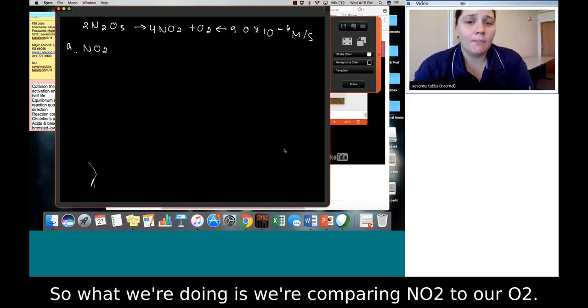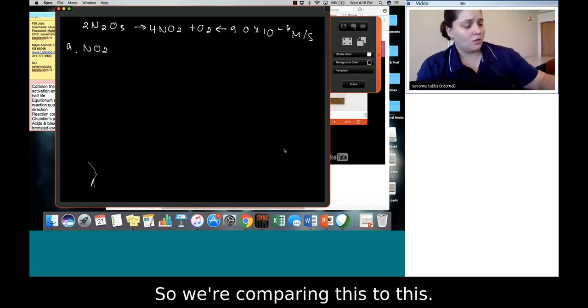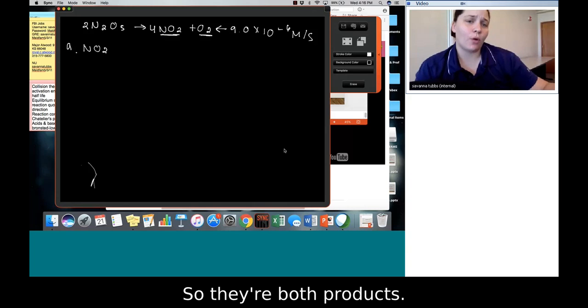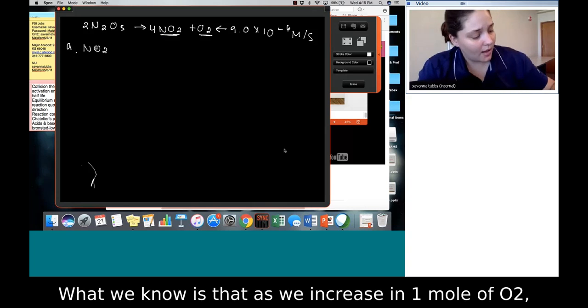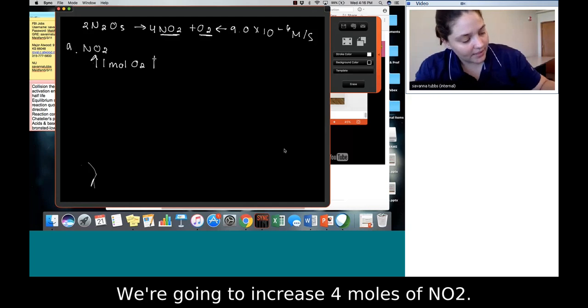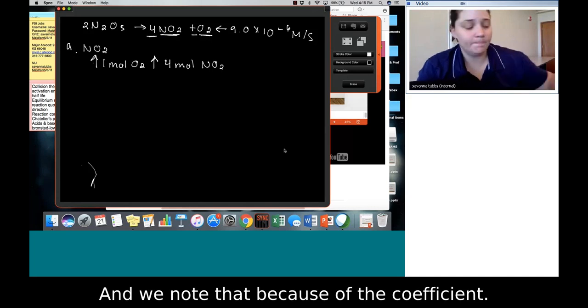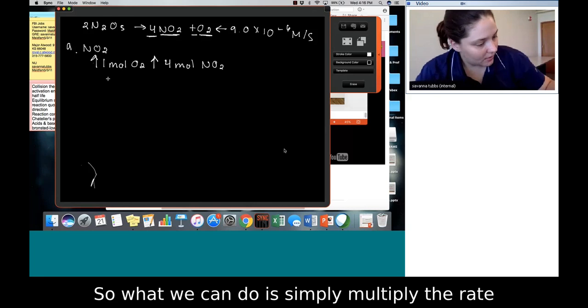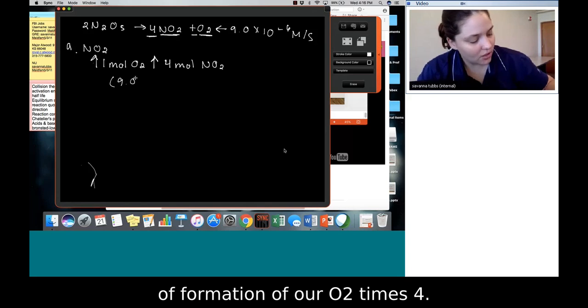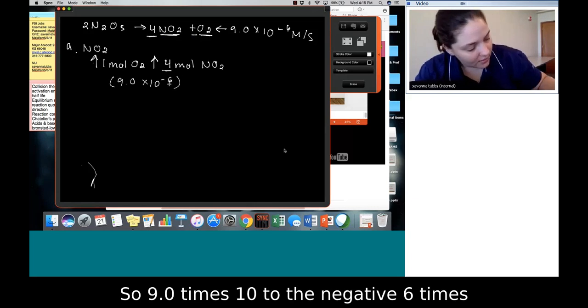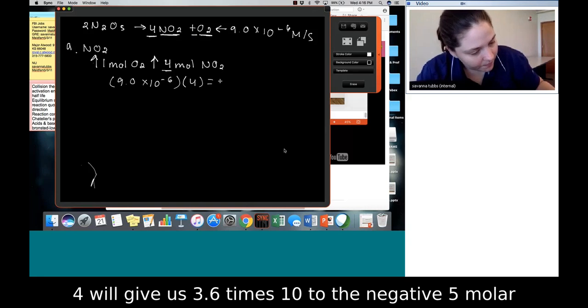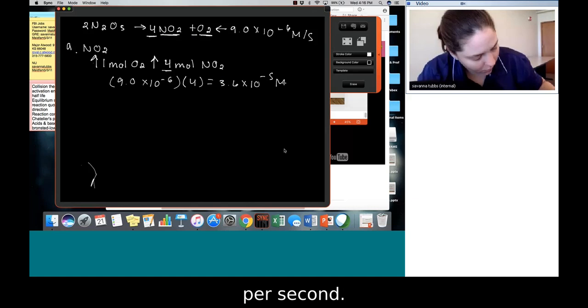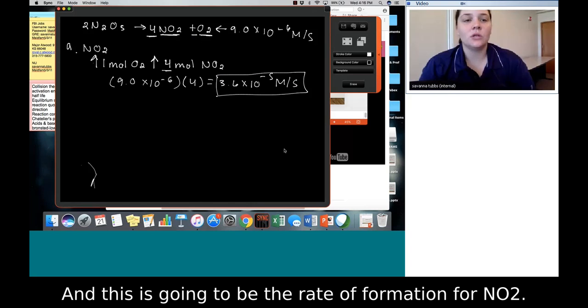So what we're doing is we're comparing NO2 to our O2. So we're comparing this to this. They're both products. What we know is that as we increase in 1 mole of O2, we're going to increase 4 moles of NO2, and we know that because of the coefficients. So what we can do is simply multiply the rate of formation of our O2 times 4. So 9.0 times 10 to the negative 6 times 4 will give us 3.6 times 10 to the negative 5 molar per second. And this is going to be the rate of formation for NO2.